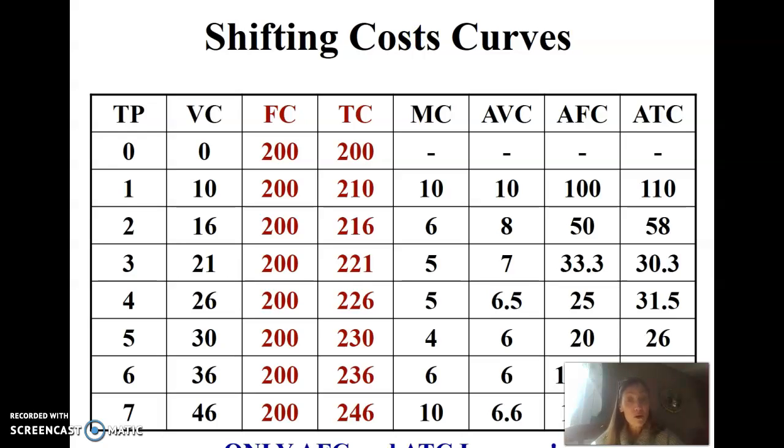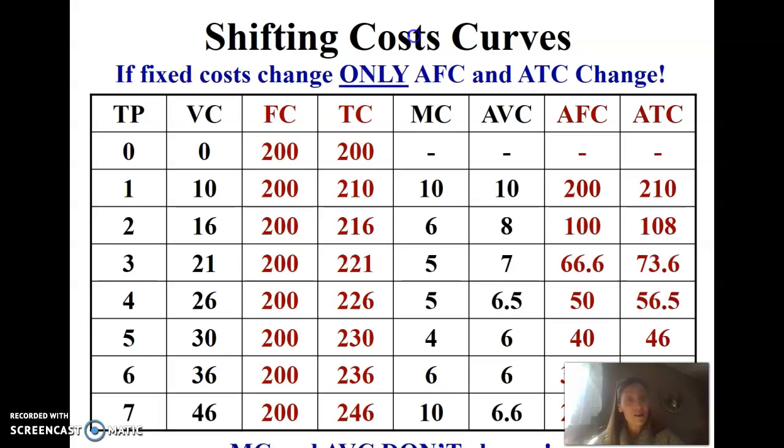Okay, in terms of per unit, we're only going to see average fixed costs increase and average total cost increase. And this is a really big takeaway. If your rent increases, your average fixed costs are going to increase and your average total costs increase, because both fixed costs and total costs increased. One thing that doesn't change at all, your variable cost curve doesn't shift at all. Your average variable cost curve doesn't shift at all, okay, because it's not related to fixed costs at all.